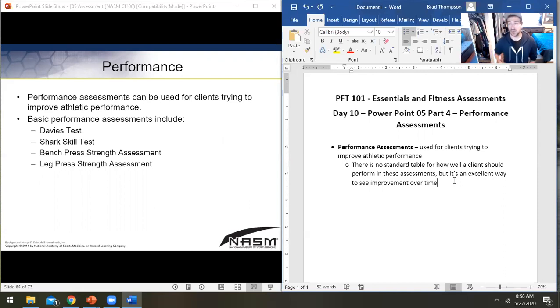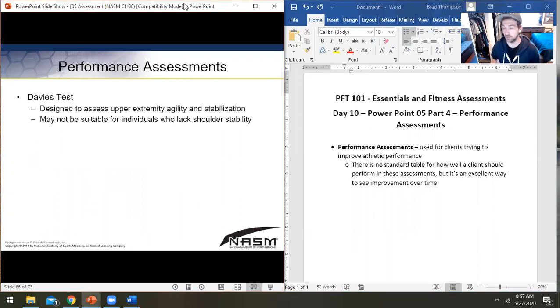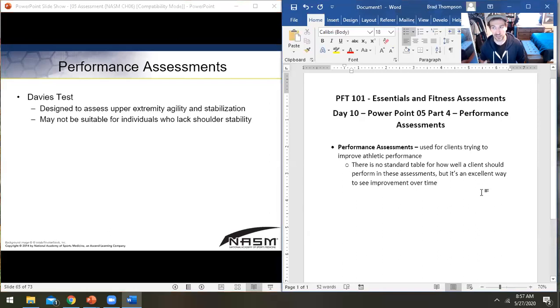Performance assessments are a great way to keep your client motivated by seeing slow improvement over time. So the two big ones that you are going to see that are in your regular textbook are going to be the Davies test and the Sharks skill test.